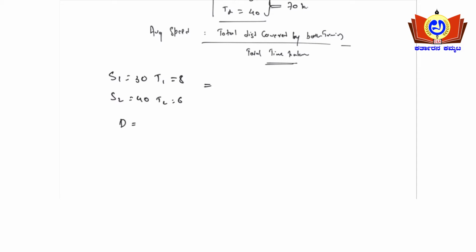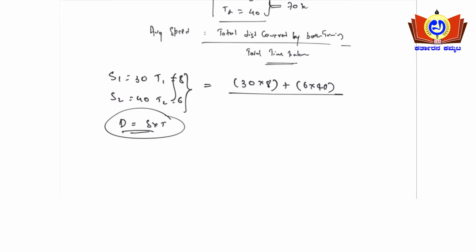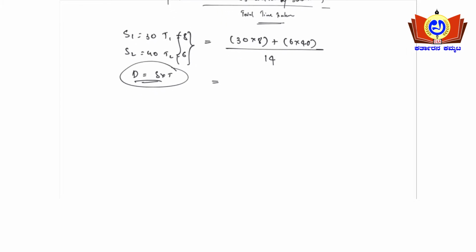So obviously D equals S into T, right? This is the formula we know. I will be substituting here: 30 into 8 plus 6 into 40, whole divided by the time taken, 8 plus 6, that is 14. Upon solving this, I will get 480 by 14. Yes or no? 3 8s are 24, and 6 4s are 24. So 480 by 14. This will go: 2 7s are 14, 2 2s are 4, 2 4s are 0. 7 3s are 21.